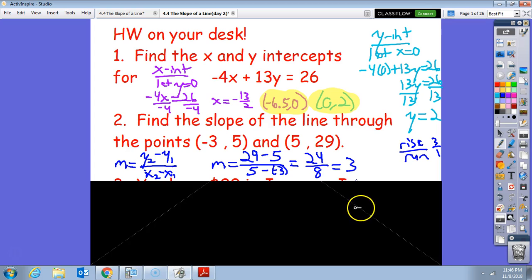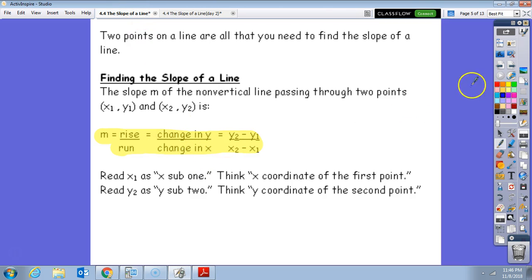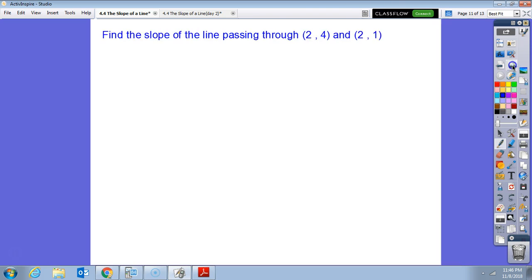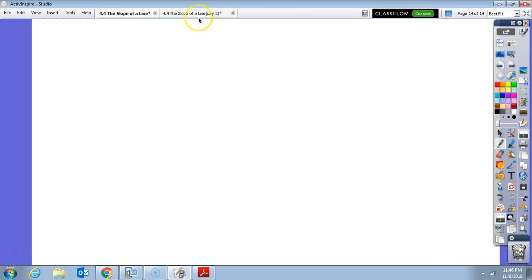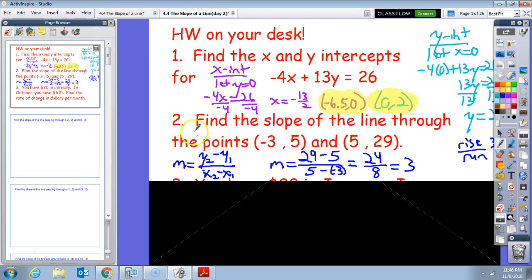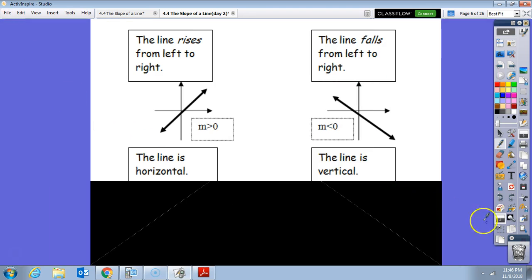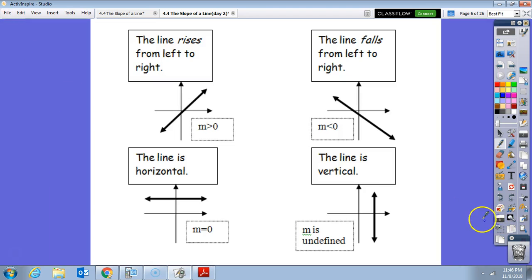So, this is what we talked about last time in class, the slope of a line. We talked about how the slope of a line can measure the steepness of the line, and it can measure if the line is going up or down. So if you look at the little half sheet I gave you last time in class, if you weren't here last time, I'll get you one later. If the slope is positive, the line's going to go up. If the slope is negative, the line's going to go down. If the slope is 0, it's going to be horizontal.